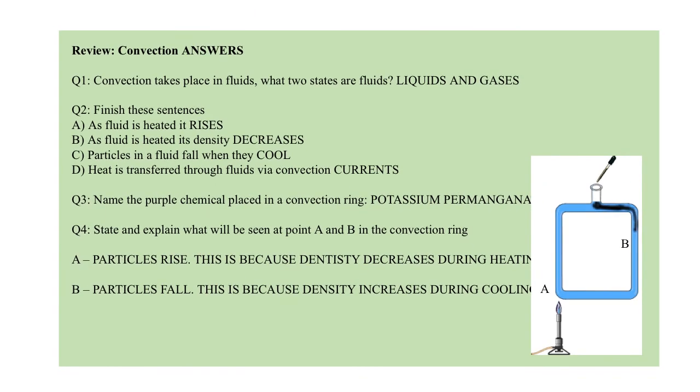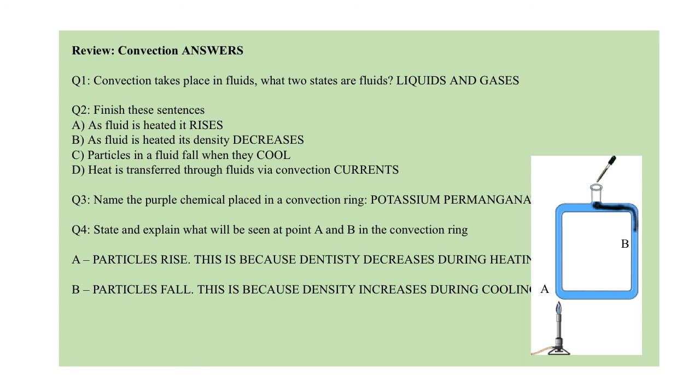Okay, question number 1 then. Convection takes place in fluids. What 2 states are fluids? Well, we know that a liquid and a gas count because they both have particles that can move. Question 2, finish these sentences. A, as a fluid is heated, it rises. B, as a fluid is heated, its density decreases. C, particles in a fluid fall when they cool. Heat is transferred to fluids via convection currents.